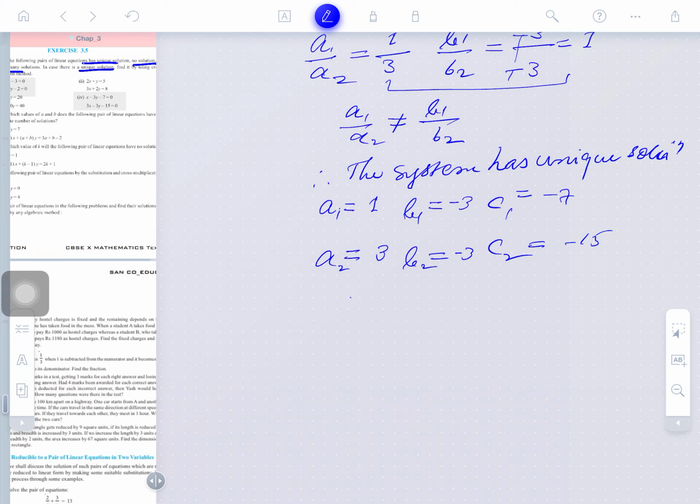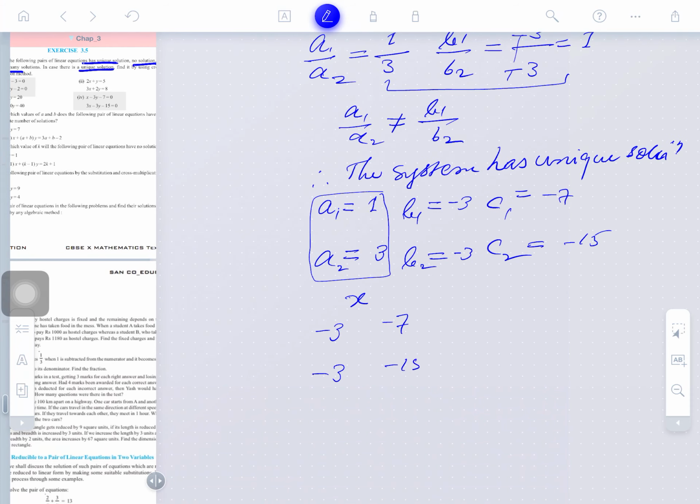So the denominator: in place of x, accepting the coefficient of x, it is not to be written here. It is 3 and minus 3, clear. And here 2, minus 7 and minus 15, clear. And in case of y, you will not write these coefficients, you will take these coefficients and these coefficients.